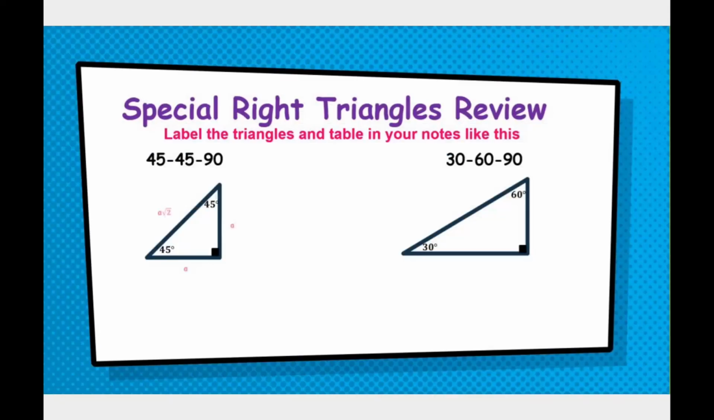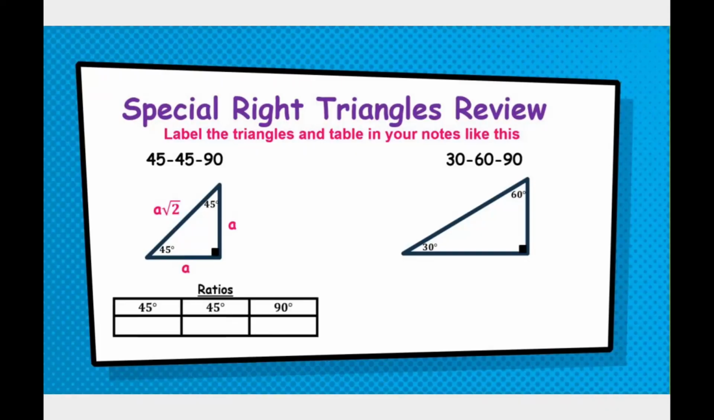So we have these two triangles, and in your notes, I want you to label these on the triangles. We'll just call them A for right now because we don't know what they are. The two sides opposite the 45-degree angles are A, and then the hypotenuse is the square root of 2 times those legs. That's how we write it.